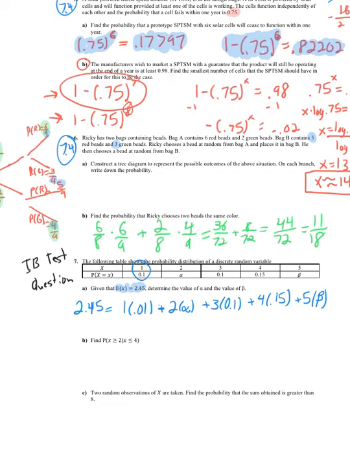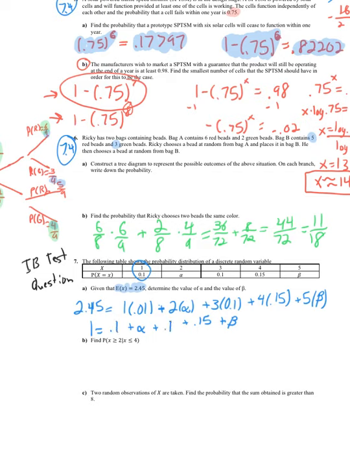So we can write a second equation that says all the probabilities have to add up to 1. 1 equals 0.01 plus alpha plus 0.01 plus 0.15 plus beta. Not 0.01, 0.1, but yeah. And that's what you would do for this problem.